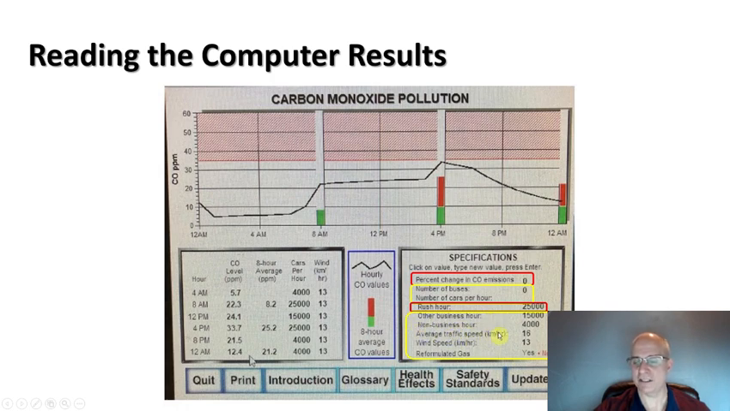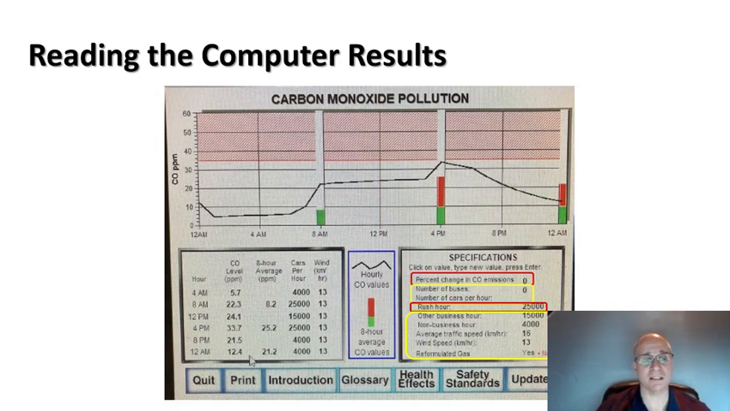We could change average traffic speed. Now this is in kilometers per hour, not miles per hour. And then, as I said, we could change wind speed, or whether you're using reformulated gas, yes or no. And when we input these different conditions, we would then measure what's going on with carbon monoxide levels.